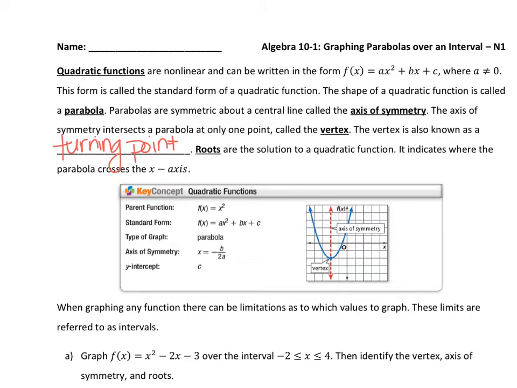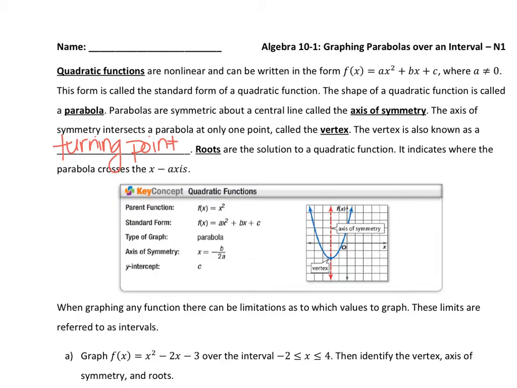Okay, so there was a lot of vocabulary in there. Let's look at our key concept underneath, quadratic functions. So we have this function, f of x equals x squared. That's the parent function. We'll learn more about that a little bit later. Standard form, as we discussed above, is ax squared plus bx plus c. It's called a parabola. That's the shape. It's not a line. This is your formula to find the axis of symmetry: x equals negative b over 2a, and your y-intercept is your c value.